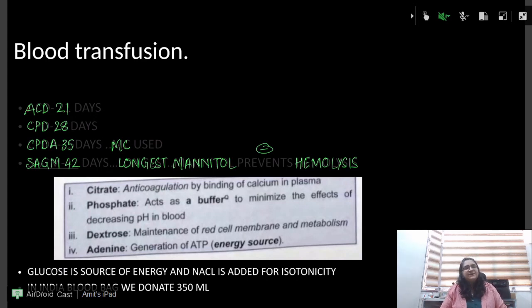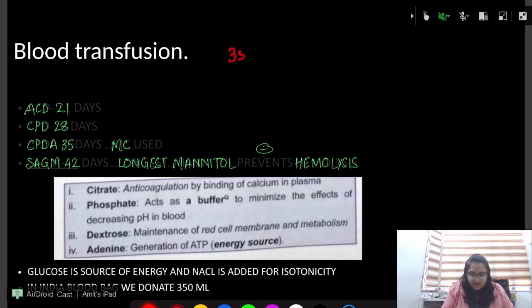Now let us start with blood transfusion. First of all, you have to know that we have a blood bag which is for 350 ml and 450 ml. 350 ml we are using for the blood donation, whereas 450 we are using for the platelet. Right. Then in the blood bag there are certain contents.